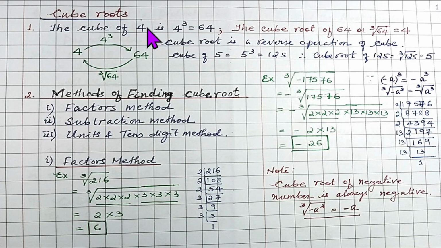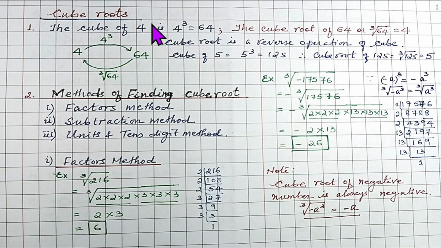Now we know that the cube of 4 is 64, the cube of 5 is 125. When I take the cube of 4, I get 64. When I take the cube of 5, I get 125. But now how do I get 4 back? Or how do I get 5 back from 125 or get 4 back from 64?